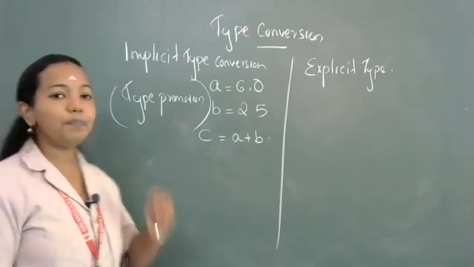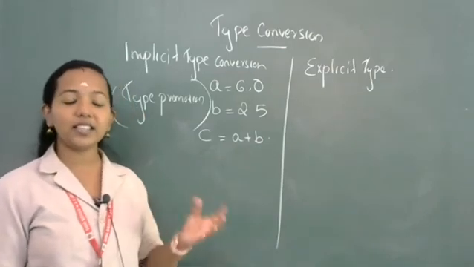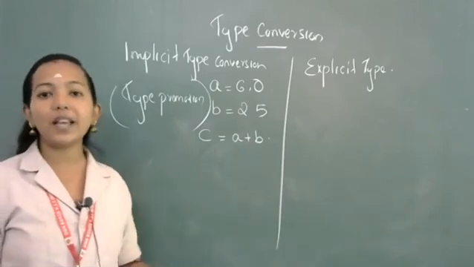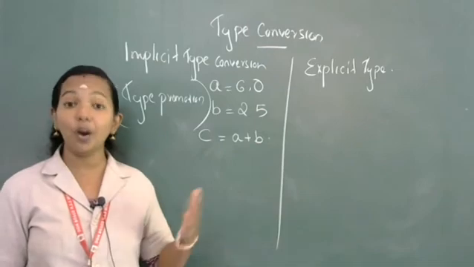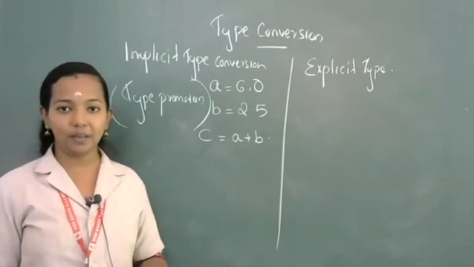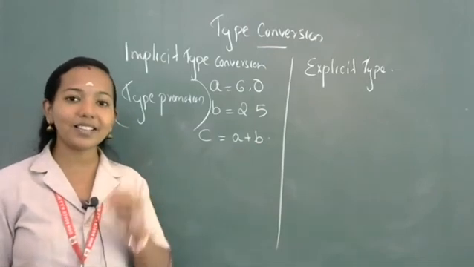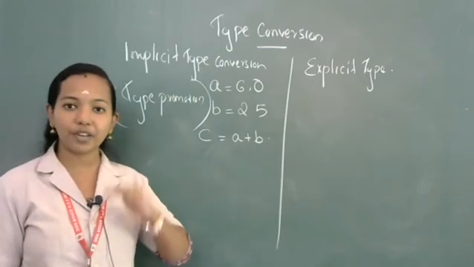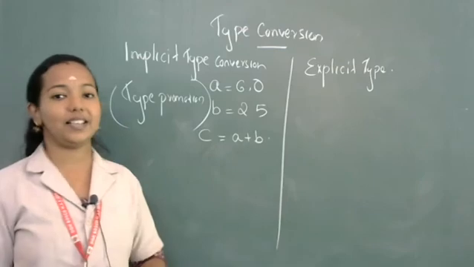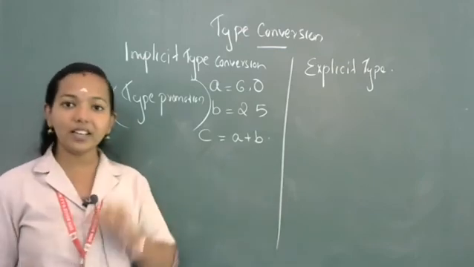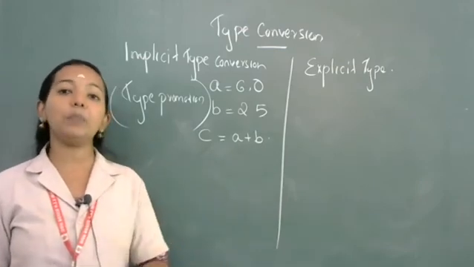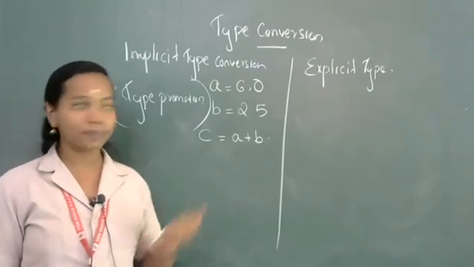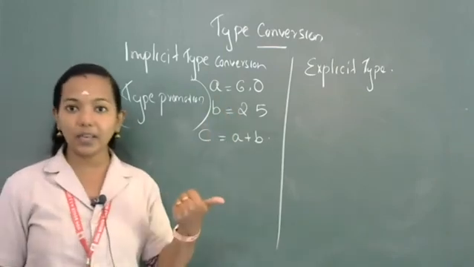Because while performing the execution, if there is a mixing of two data types, the compiler will automatically convert the result into the higher order data type. So the compiler is assigning the data type from the lowest level to the highest level. Here integer is lower, floating point is higher. That's why it is known as type promotion. Example is this one, a is equal to 6.